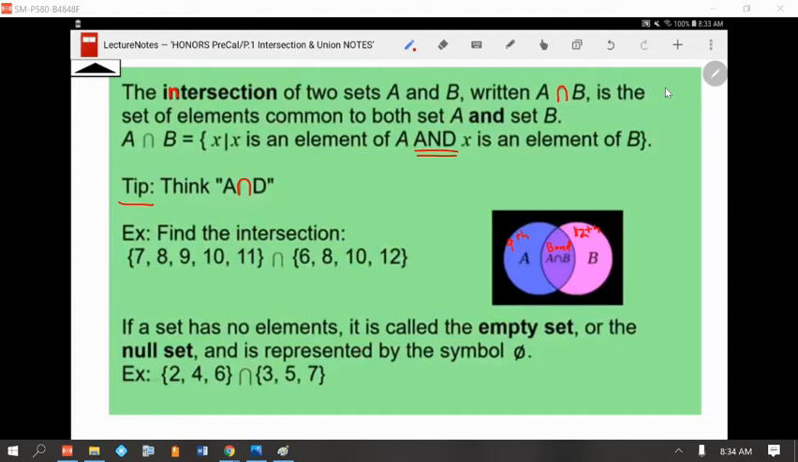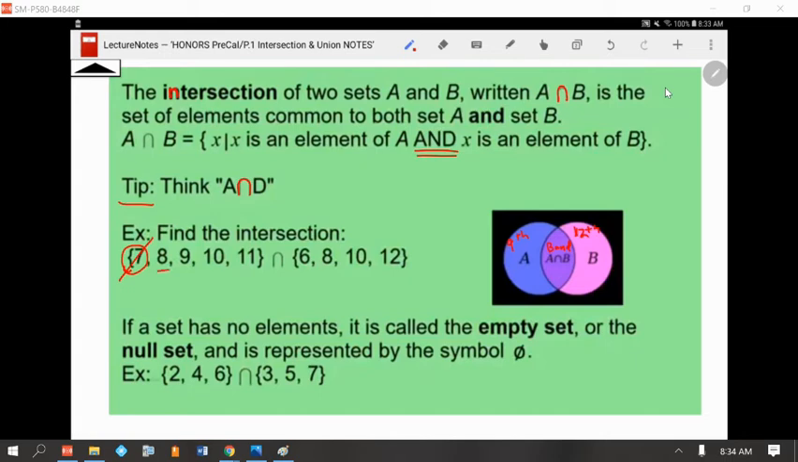So find the intersection of 7, 8, 9, 10, 11, and 6, 8, 10, 12. So basically, what do they both have in common? The first set, notice set A has a 7. Does set B have a 7? No. So it's not in the intersection. And at this point, you guys are probably like, Quirk, we already have the answers to these two examples. Like, you can move on and make this faster.